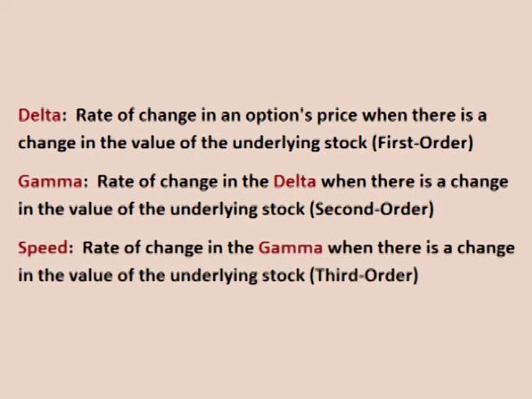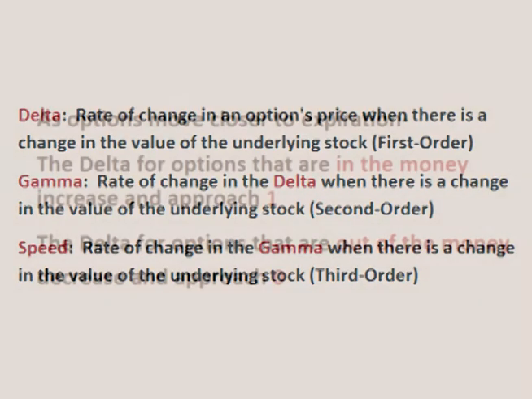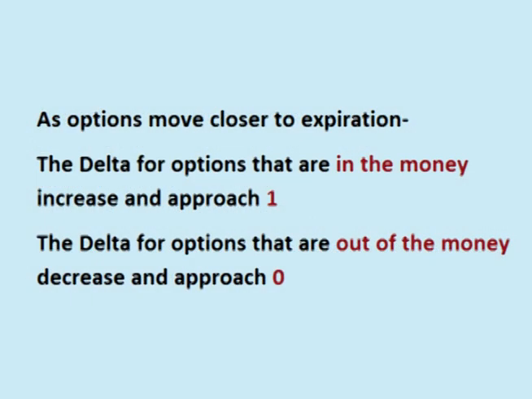In addition to the delta changing when the price of the underlying stock changes, the gamma changes as well. The rate of change in gamma when the price of the stock changes is known as speed. Delta and gamma also change over time as the option moves closer to expiration. As an in-the-money call option nears expiration, it will approach a delta of 1. And as an in-the-money put option nears expiration, it will approach a delta of -1. As out-of-the-money calls and puts approach expiration, they will approach a delta of 0.